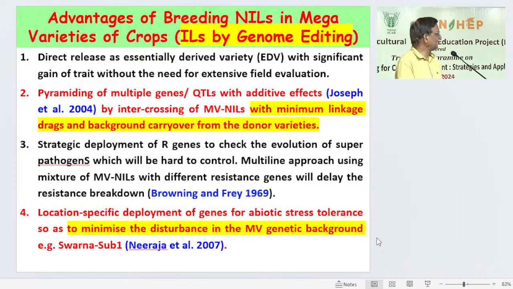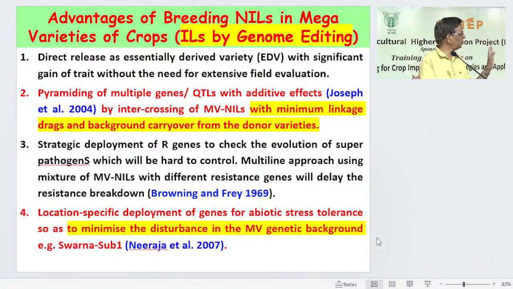Then you can do the strategic deployment of the R genes. Suppose you have 10 different resistance genes against a particular disease, you don't want to put all of them at once, because if you put them all at once, then the super race will develop, and then you will not find the solution for that. So strategically we develop, like if you use one particular pesticide and the insect develops resistance to that, then you can use another pesticide. But if it develops multi-drug resistance, then it will be hard to control. So similarly, the resistance genes can be deployed.